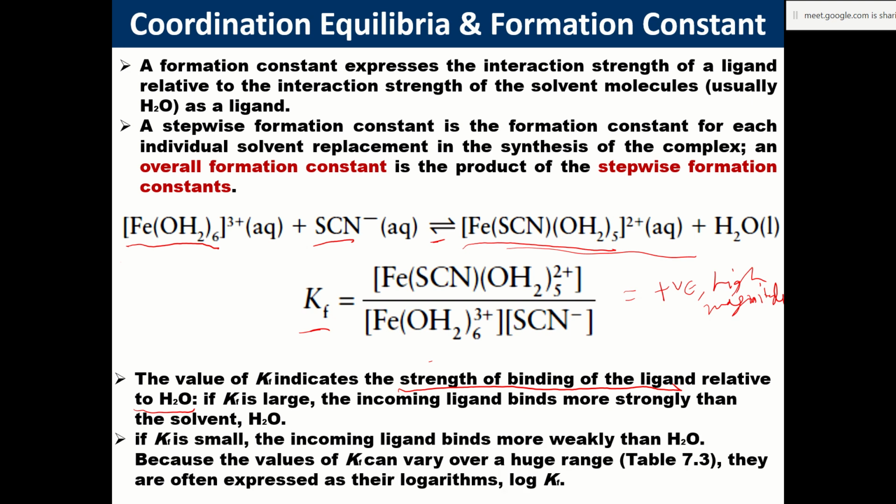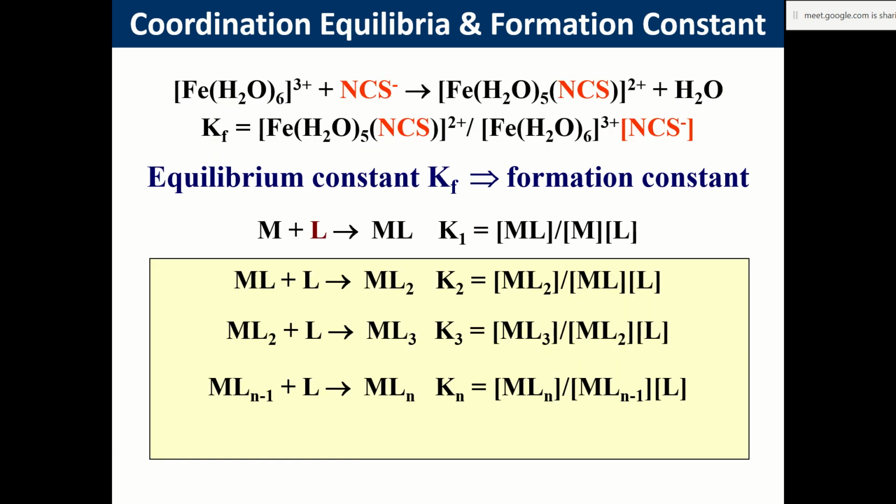In this case, if the binding with the new incoming ligand is weaker, then you can expect that Kf2 can be negative, or a very, very small value. So the kind of binding that we can visualize is like this: thiocyanate, only one is replaced, and Kf we have just discussed.